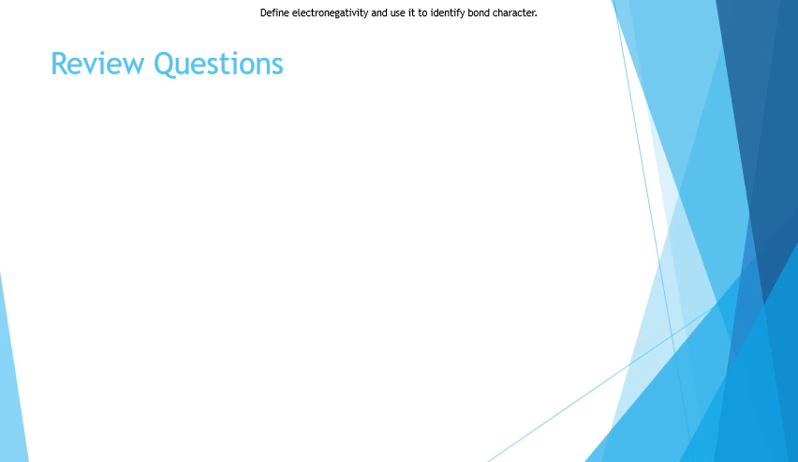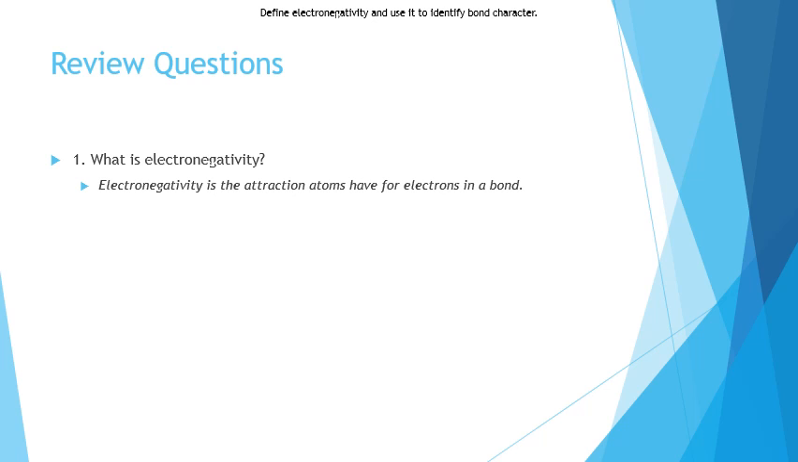All right, a series of review questions here. After each question pops up, pause the video, answer it yourself, and then play the video and see how you did. Question number 1, what is electronegativity? Electronegativity is the attraction atoms have for electrons in a bond.